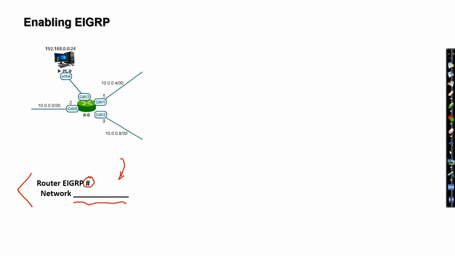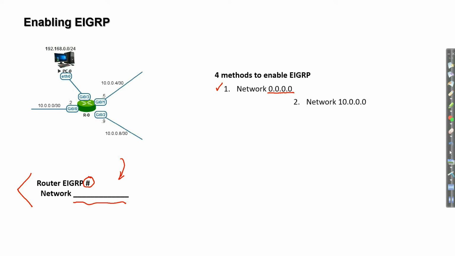As you can see, enabling EIGRP is quite simple, but actually there are 4 different methods you can use to enable EIGRP. The first one is network 0.0.0.0. This is the most simple way to enable EIGRP, as all interfaces will fall under 0.0.0.0.